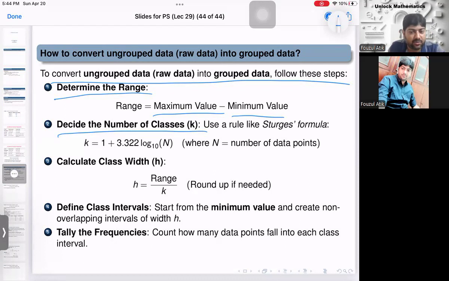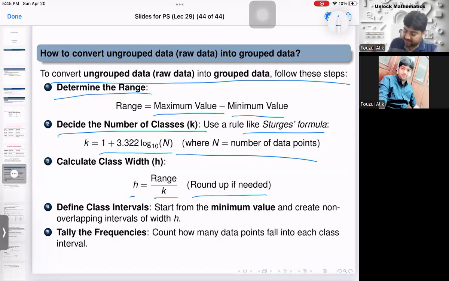There is a standard rule like Sturges' formula. It says that k, the number of classes or number of intervals, equals 1 plus 3.322 log n to base 10, where n is the number of data points. We have to round it up. So with this formula, you can get the number of classes. The next step is to calculate the class width. Once you have the number of classes, you can easily calculate the length of each interval. It is given by h equals the total range divided by k, and we may round it up if needed.